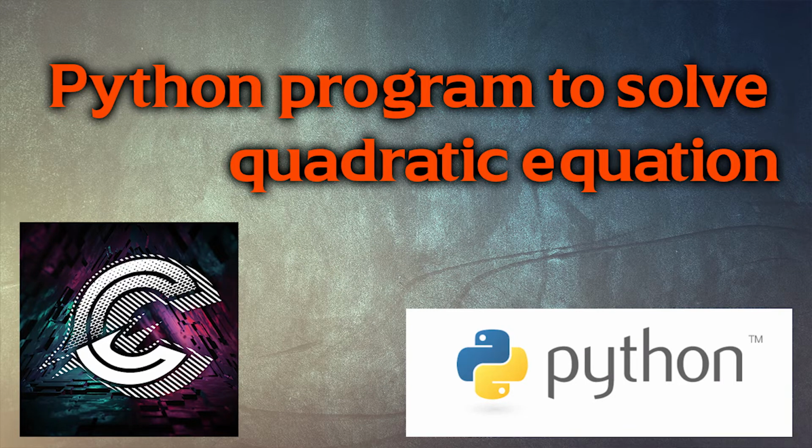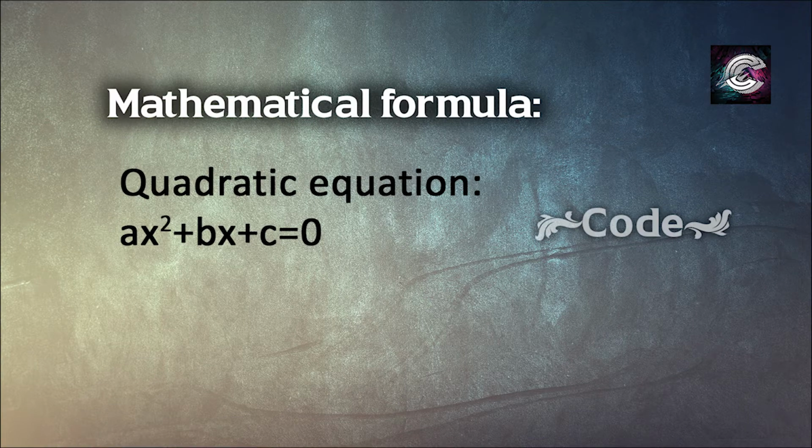In this video we are going to write a Python program to solve quadratic equation. Quadratic equation is made from a Latin term quadrates, which means square. It is a special type of equation having the form of ax squared plus bx plus c equals 0.